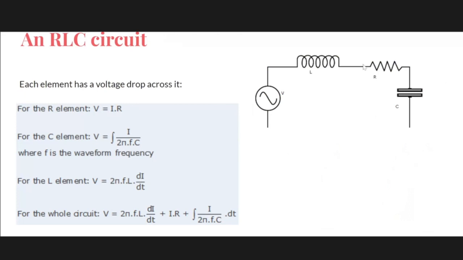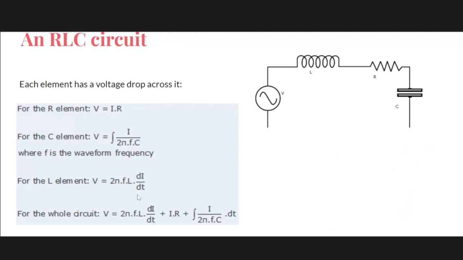But essentially, this would be how you calculate the voltage drop for each element. And it shows you that obviously in the resistor element, it's just Ohm's law, voltage equals current times resistance. But for a capacitor element, you essentially integrate these two values. And it also incorporates frequency. So we're now talking about AC current, if that makes sense.